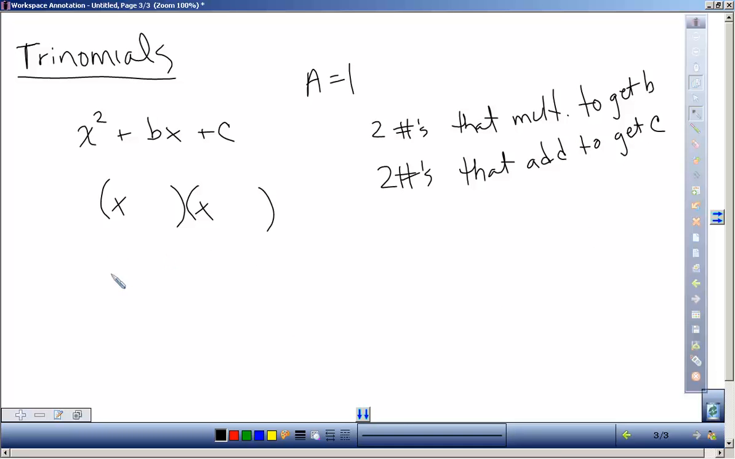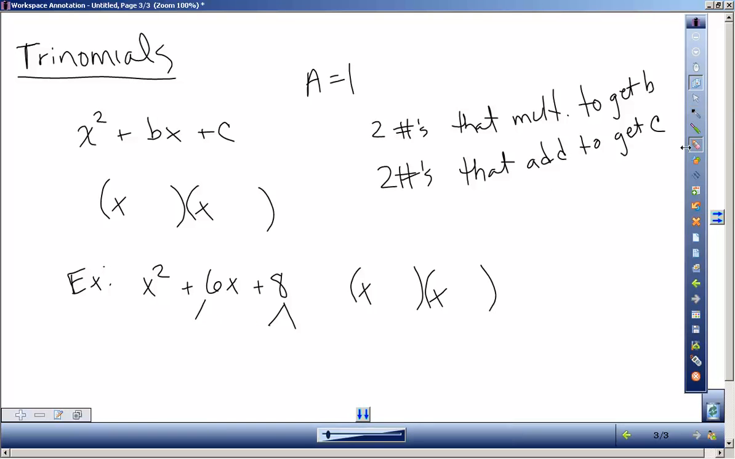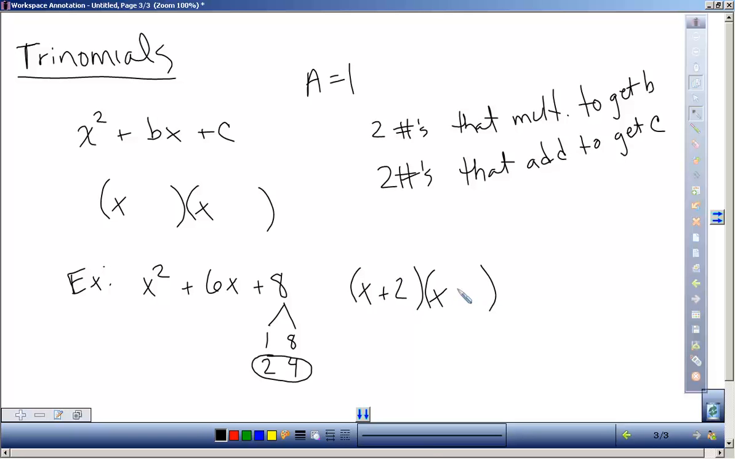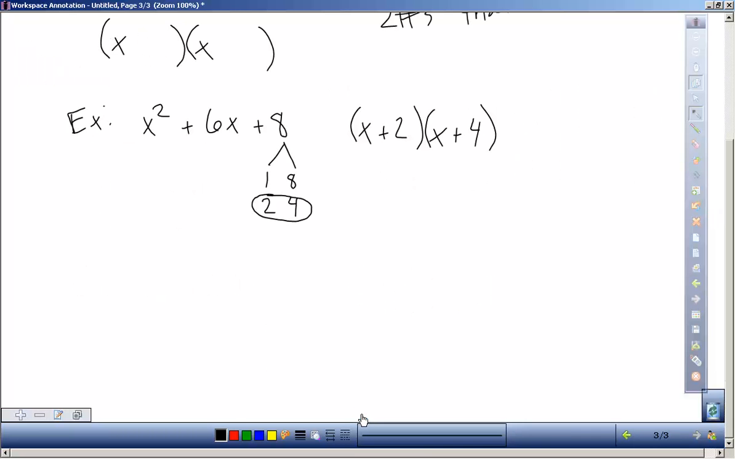That's what we're looking for, and that's how we would factor these. So for example, if I've got x squared plus 6x plus 8, and I want to factor this, I'm like, well, a is 1. I know it's going to factor to be x plus something and x plus something. So what are two numbers that multiply to give me 8, but add to give me 6? So I look and I'm like, well, 1 times 8, 2 times 4. Oh, wait a minute. 2 plus 4 would equal 6. So it's x plus 2 and x plus 4.